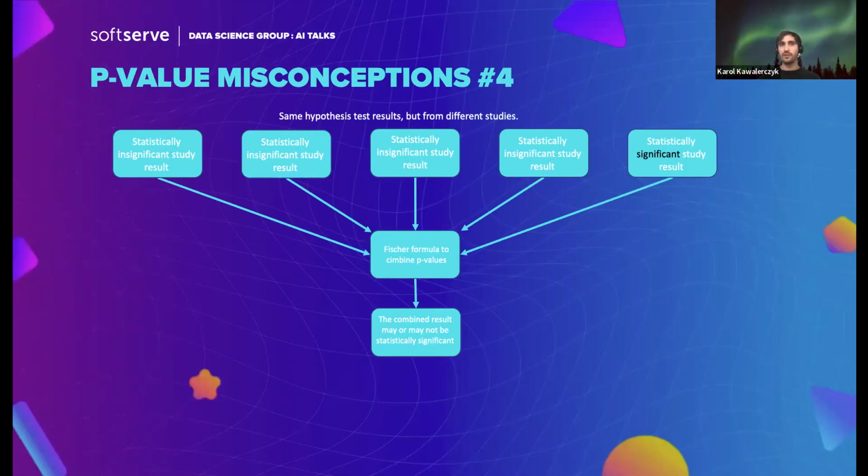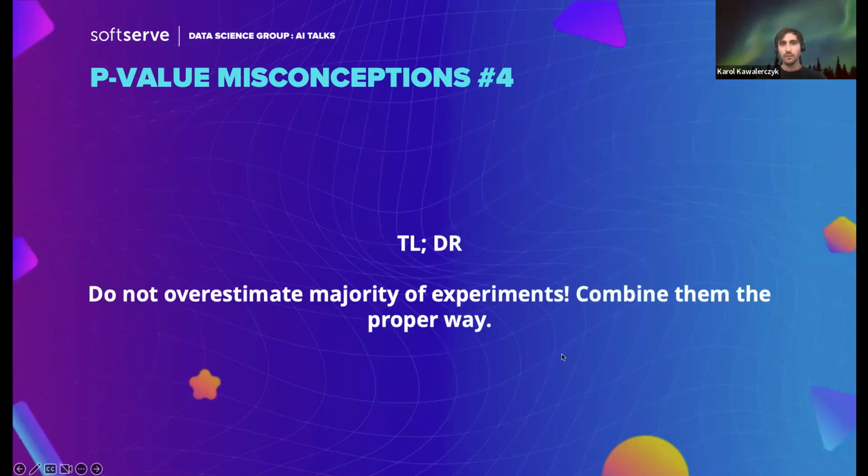You should get different p-values. So remember that there is a proper formula for combining p-values, and you should use it if you're running your experiments many times and want to bring one conclusive result. Do not overestimate the majority of experiments. Combine them in a proper way. This is the takeaway lesson from that.